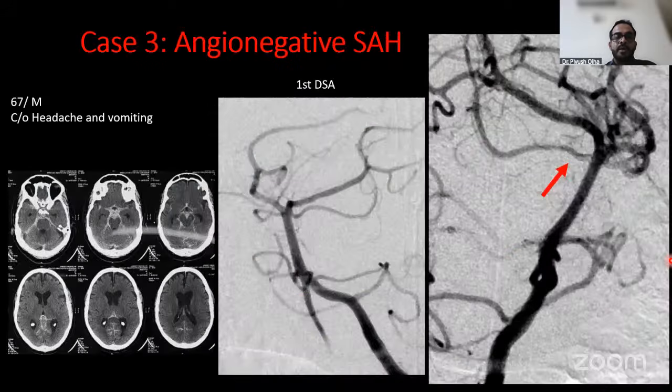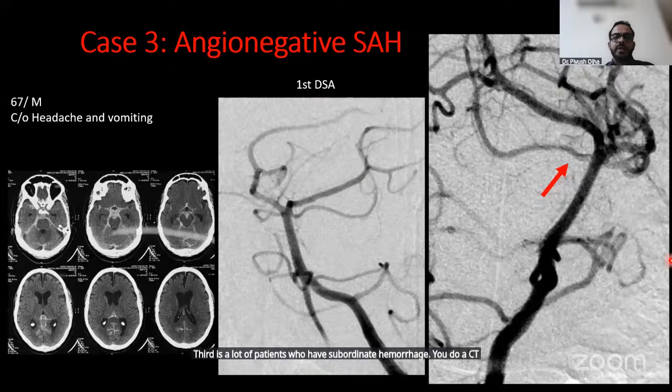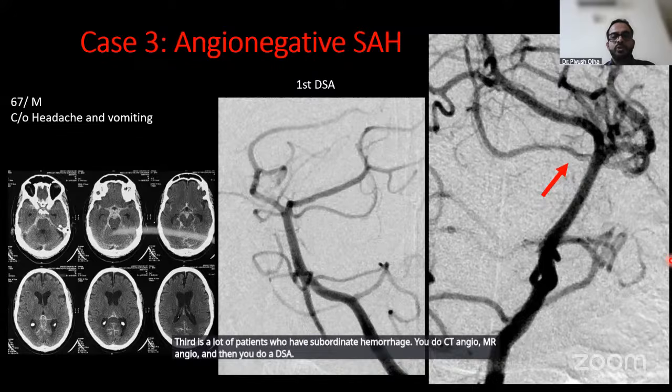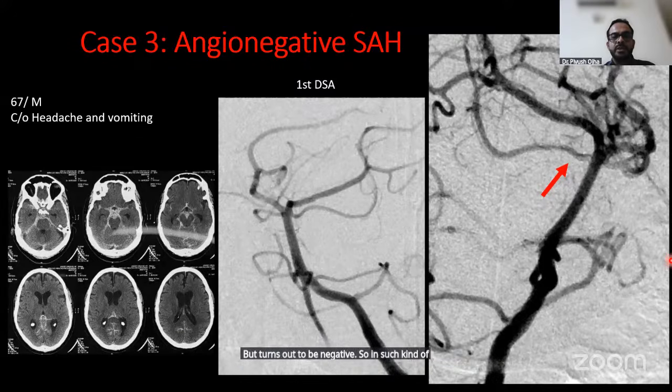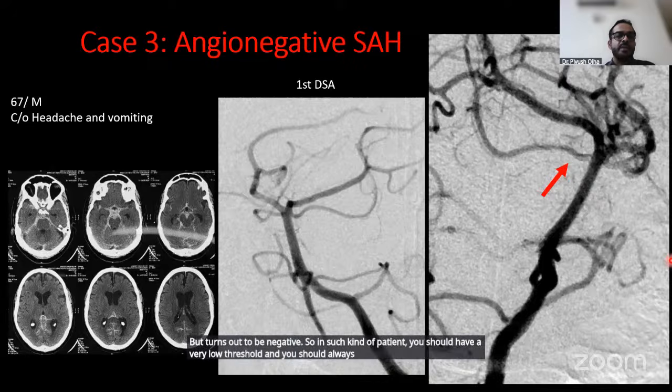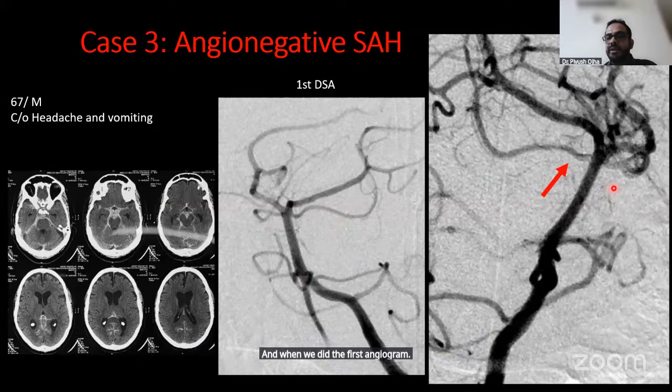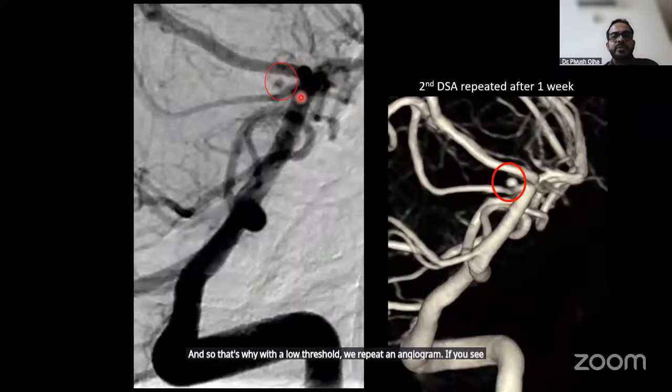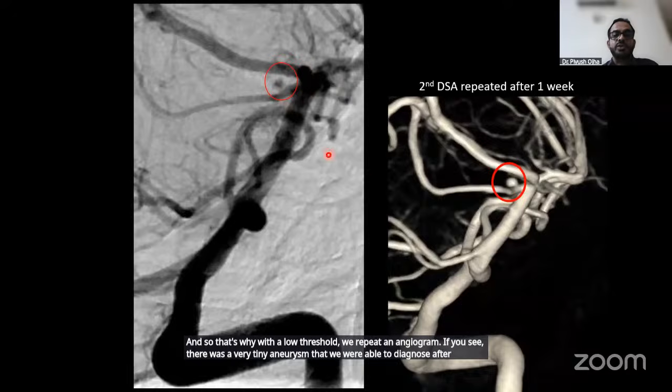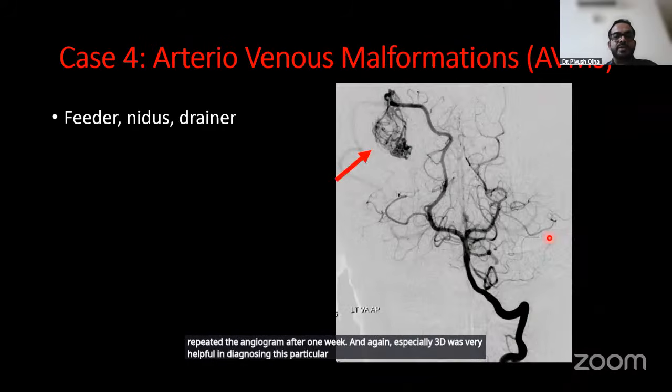Third is a lot of patients who have subarachnoid hemorrhage. You do a CT angio, MR angio, and then you do a DSA, but it turns out to be negative. In such patients, you should have a very low threshold, and you should always repeat an angiogram. Like in this particular patient, a 67-year-old male, who presented with classical symptoms suggestive of subarachnoid hemorrhage. When we did the first angiogram, there was nothing significant, so with a low threshold, we repeated the angiogram. If you see, there was a very tiny aneurysm that we were able to diagnose when we repeated the angiogram after 1 week. Again, especially the 3D was very helpful in diagnosing this particular aneurysm.